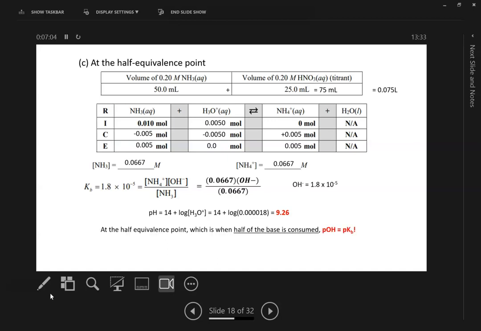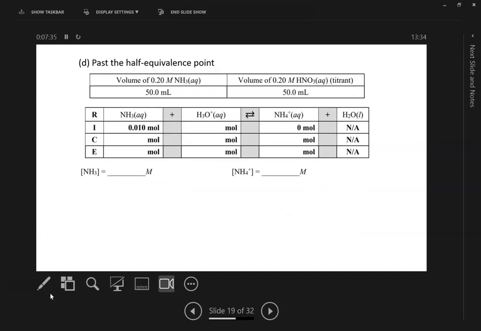So here, with a strong acid and a weak base, the half equivalence point is when half of the base is consumed. So now the pOH would be equal to pKb. When it was the other way around, when we had a strong base and a weak acid, pH was equal to pKa. So now pOH is equal to pKb at the halfway point. Okay, we go past the halfway point. I think you know how this is going to roll.